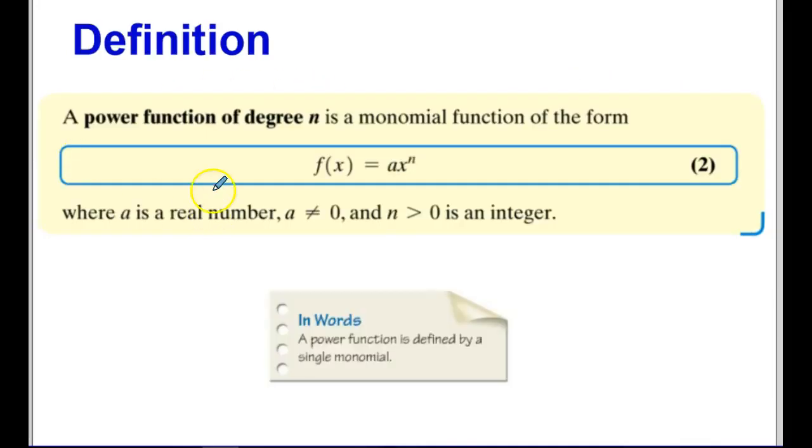Okay. So here is our next definition, that a power function of degree n is a monomial function of this form. Okay, so I like these little hints for us. In human terms, a power function is defined by a single monomial. So a power function has just one term with it.